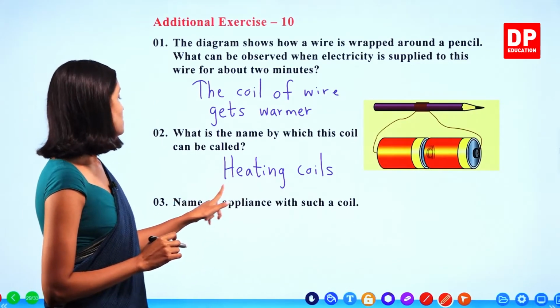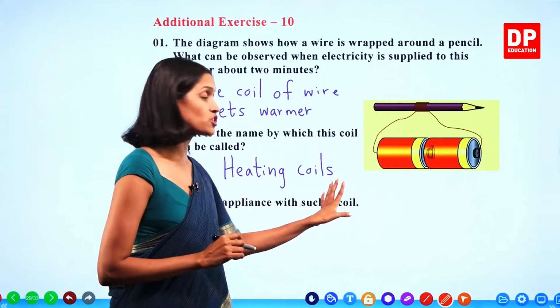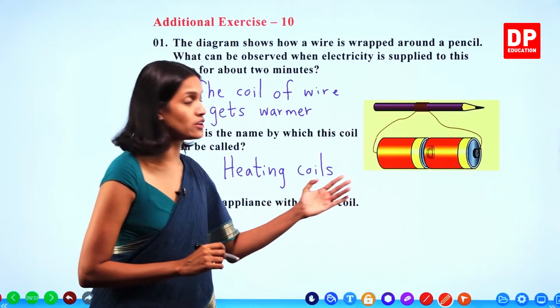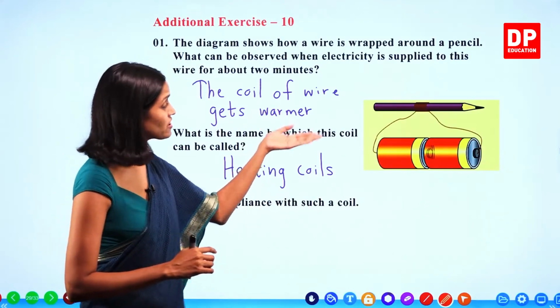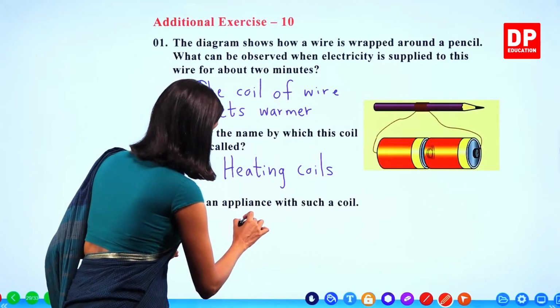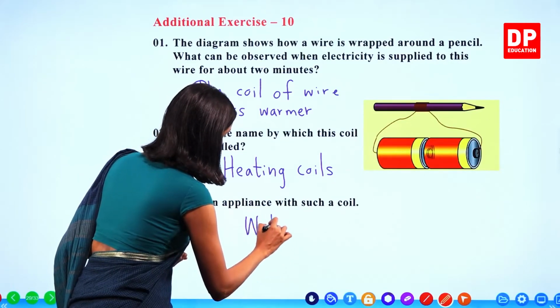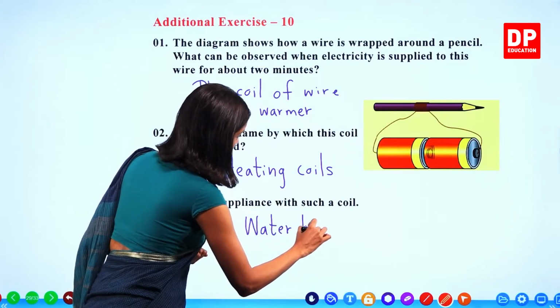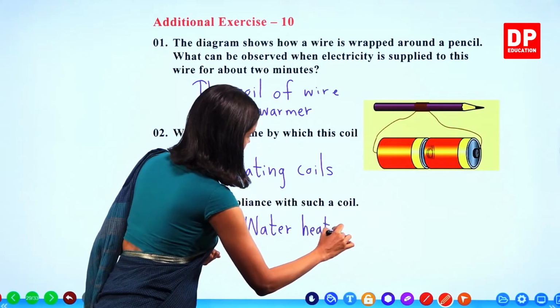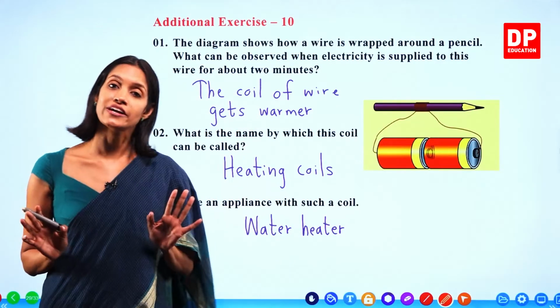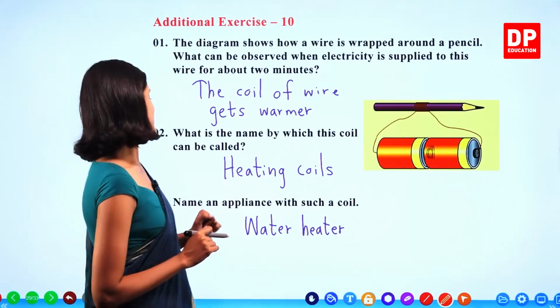Next one. Name an appliance with such a coil. Now, I already explained to you all. You can write. There are different appliances. Let's write water heater. Right, children? We'll move on to the next.